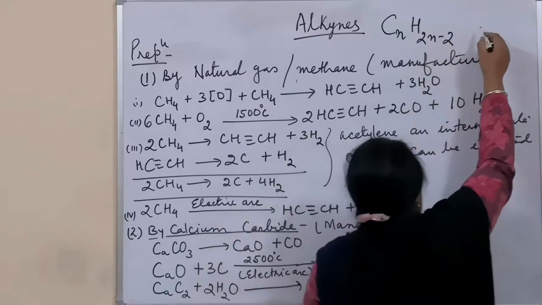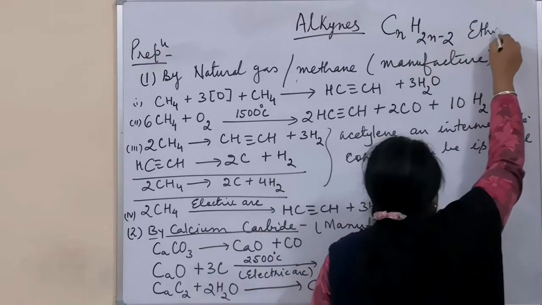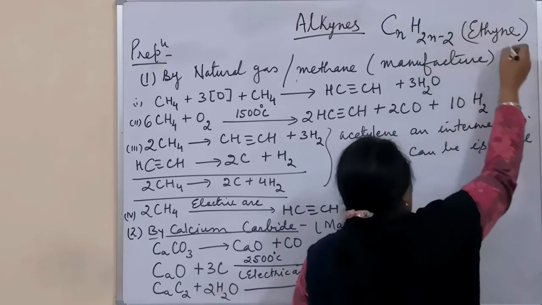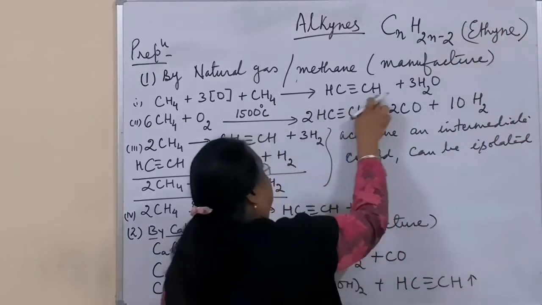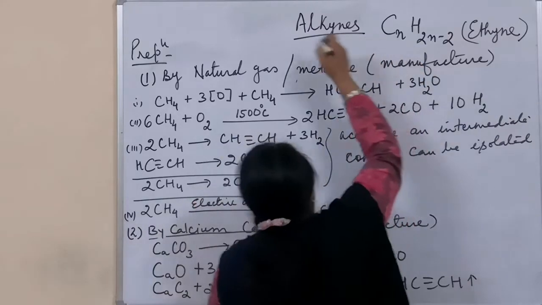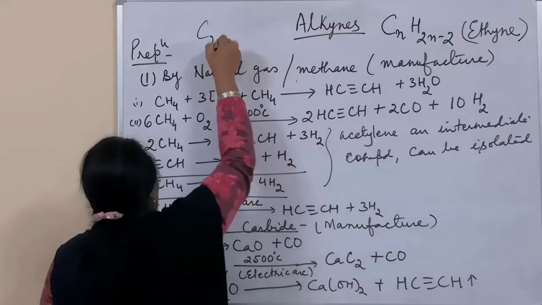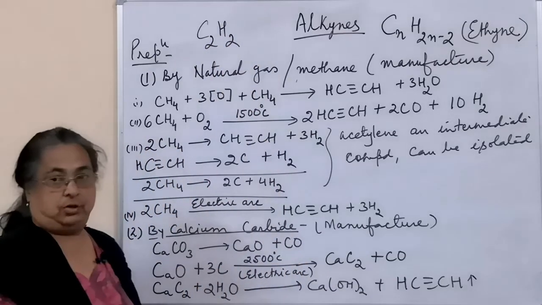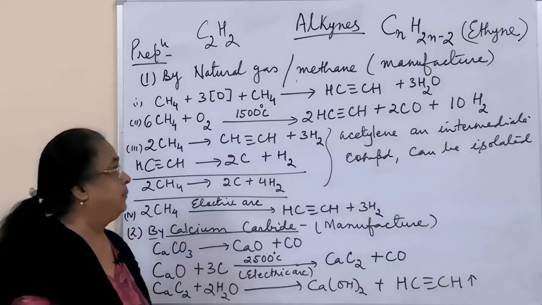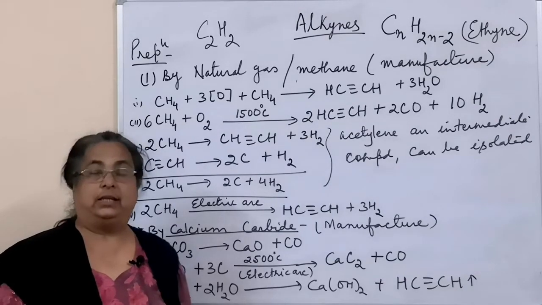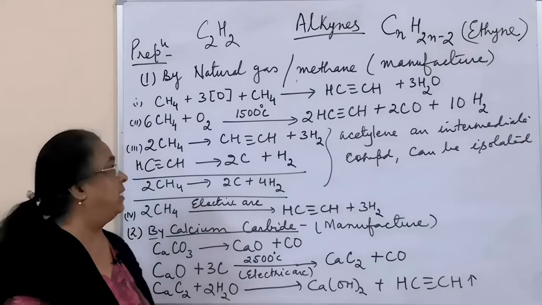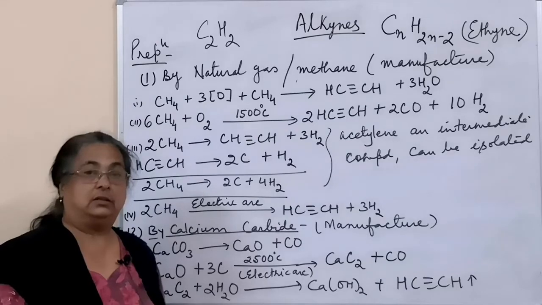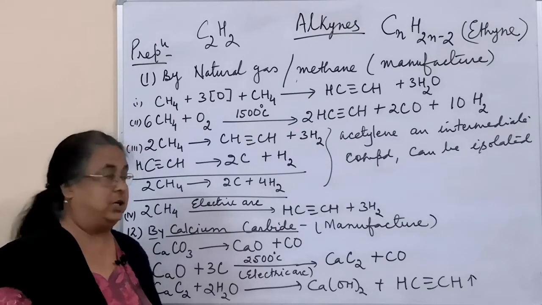And the example which is there in your syllabus is ethyne, also called acetylene, having this structural formula, and the molecular formula is C2H2. So the structure of this you have to study in detail. That you will be doing in the chapter on hybridization. They have an sp hybridized carbon, and that Divedi sir will teach you.